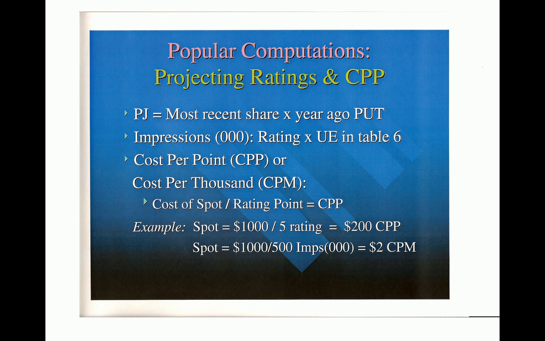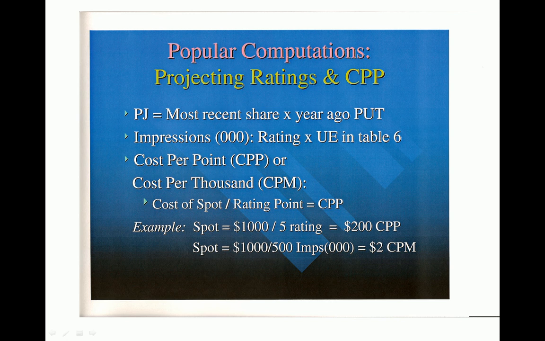Cost per point or cost per thousand. This is what really is the big deal. The advertiser wants to know how much it is going to cost. Well, it's going to cost $200 per ratings point, or $2 per thousand that I reach. Here it's saying that if the spot was $1,000 and I have a 5 rating for a show, it's going to cost me $200 per point. So if you multiply 5 times 200, you get 1,000.